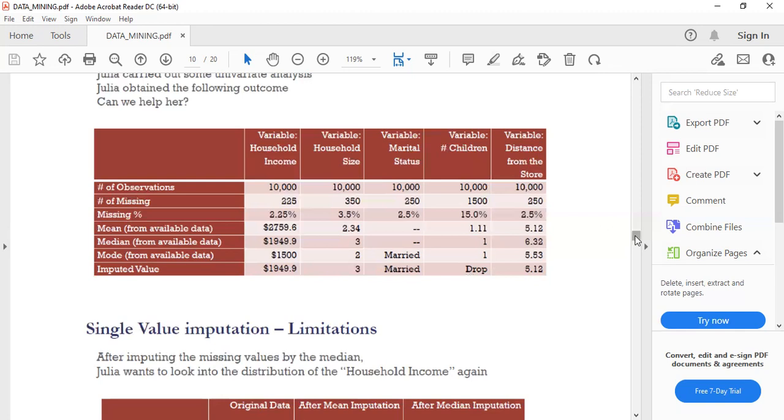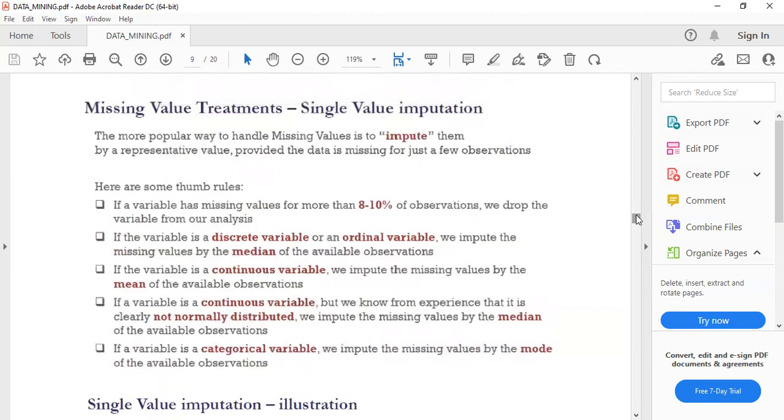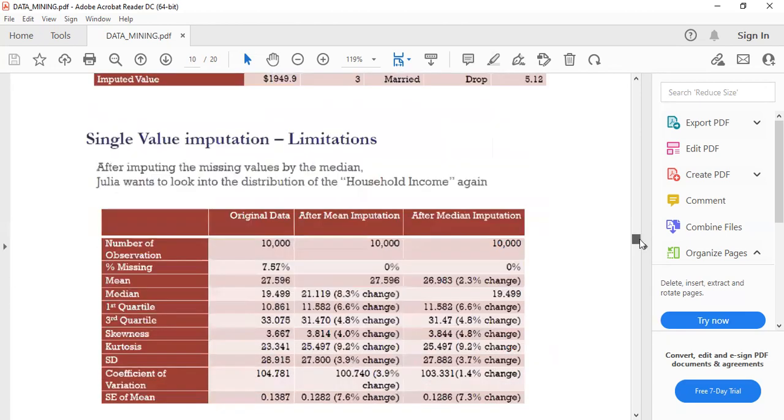Understood? Because look at the percentage of missing values here, 15.0%. So you have to go with the first thumb rule. That is, if a variable has missing values in more than 8 to 10% of observations, we drop the variable from our analysis. Understood?